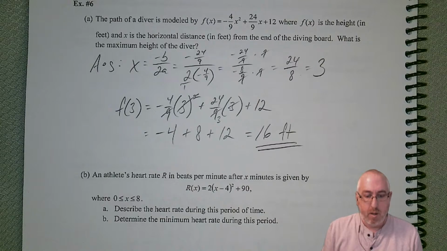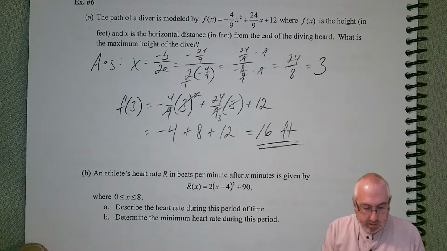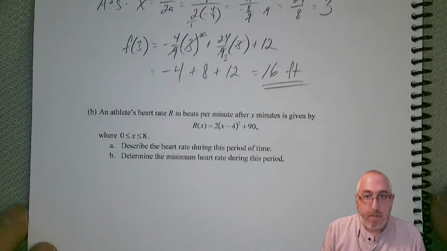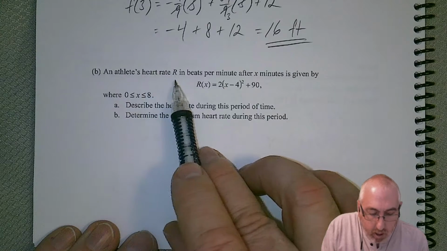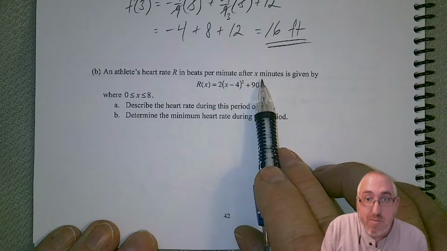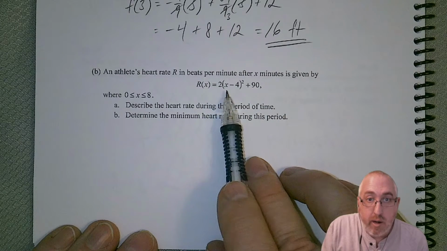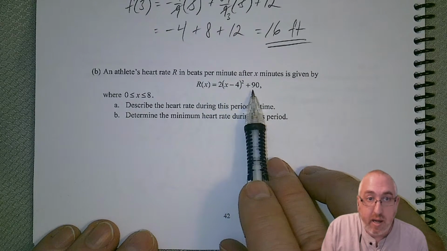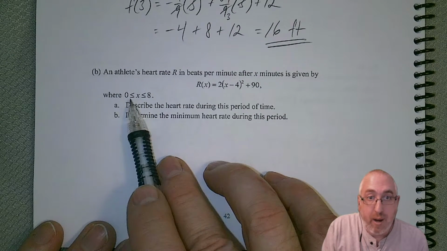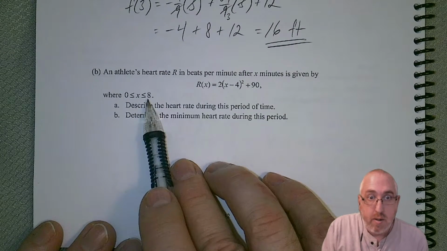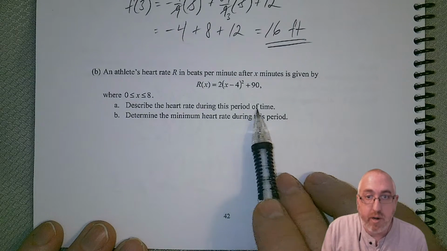So, all right. Like I said, this video is going to be a little bit longer because I do want to squeeze this one in as well. So let's do this real quick. An athlete's heart rate R in beats per minute after x minutes is given by R of x is equal to 2 times quantity x minus 4 squared plus 90, where x is restricted to be between 0 and 8 inclusive. It says, describe the heart rate during this period of time.